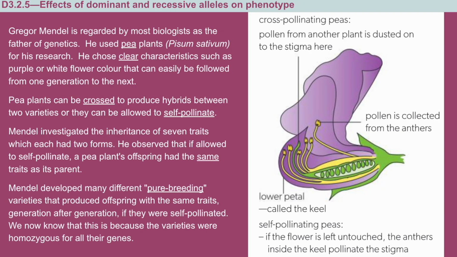Okay, so here is a picture of one of the pea plants that Gregor Mendel studied. He can either cross individuals using the methods described earlier, or they can be allowed to self-pollinate.